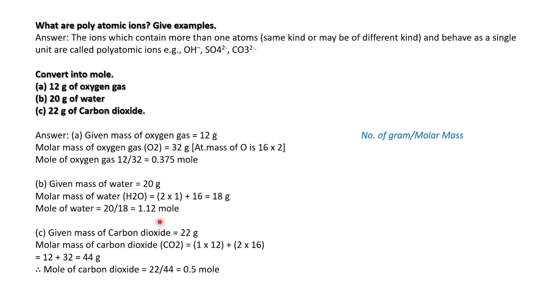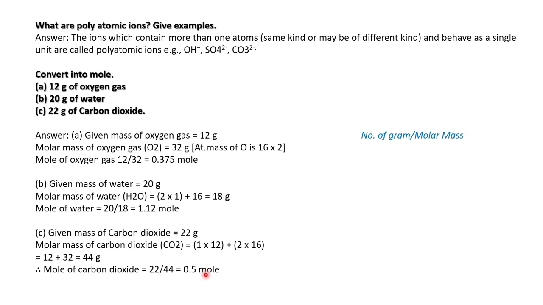Okay, next question. Given mass of carbon dioxide equal to 22 grams. Here convert into moles 22 grams of carbon dioxide. Molar mass of carbon dioxide: carbon 12, oxygen 16 into 2, so that is 44. 22 divided by 44 will be 1 by 2, or can be written as 0.5 mole.